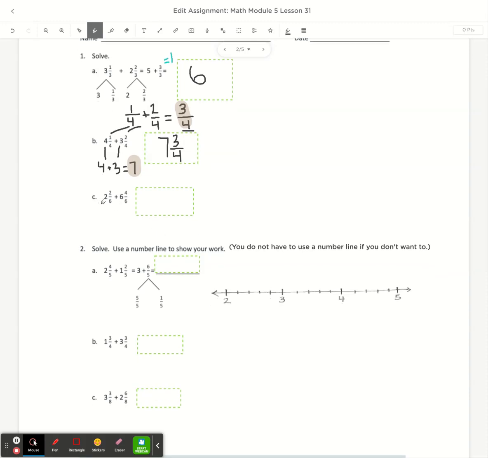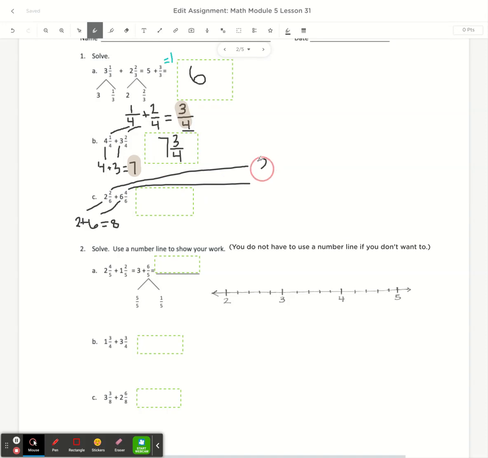So part C, we have 2 2/6 plus 6 4/6. So I'm going to start off by adding my whole numbers together. So I am going to do 2 plus 6. Well, I know that 2 plus 6 is equal to 8. And I don't have a whole lot of space up above, so I'm going to move it over here.